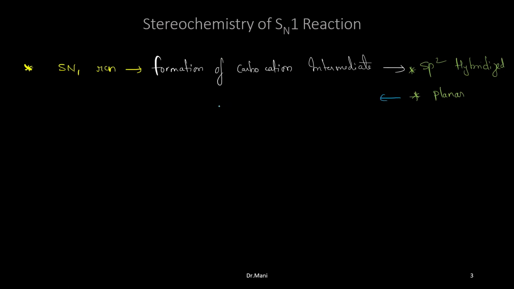So here the nucleophile can attack from either side. What is the meaning of either side here? Either from the top or bottom. If it is from the top, there will be no inversion. The configuration will remain the same. If it is from the bottom, it will be inverted.